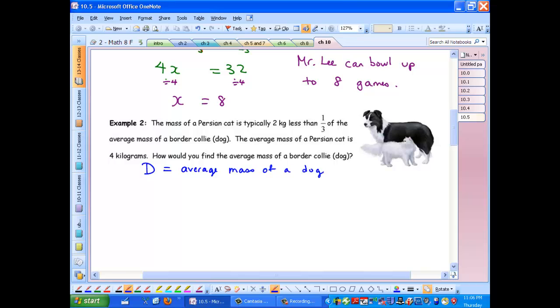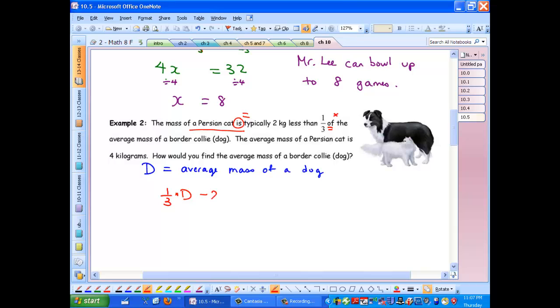And so now the hard part is to come up with an equation. So let's read the sentences again, and let's come up with the equation. It says the mass of a Persian cat is, by the way, is usually the equal sign. Typically 2 kilograms less than 1/3 of the average mass. Of is an indication of multiplication. So 1/3 of the average mass of a border collie. That's 1/3 times D.